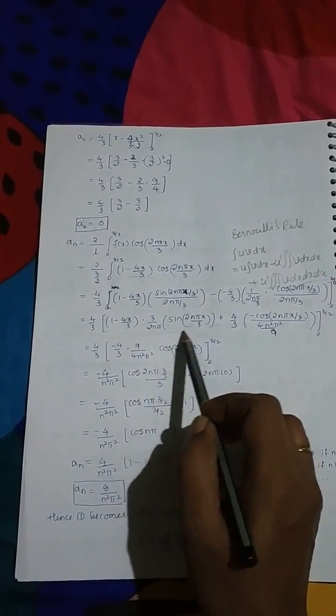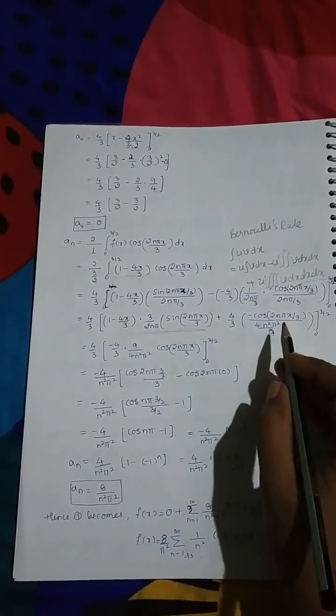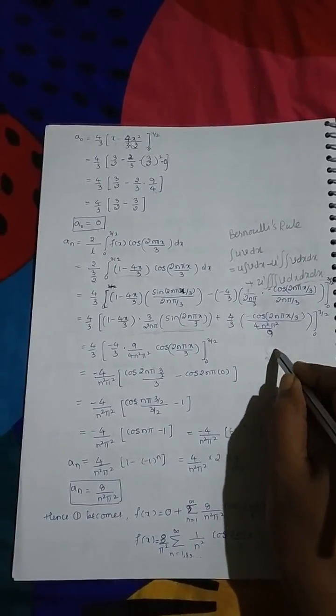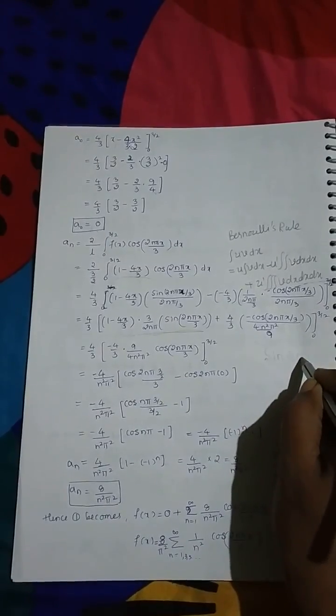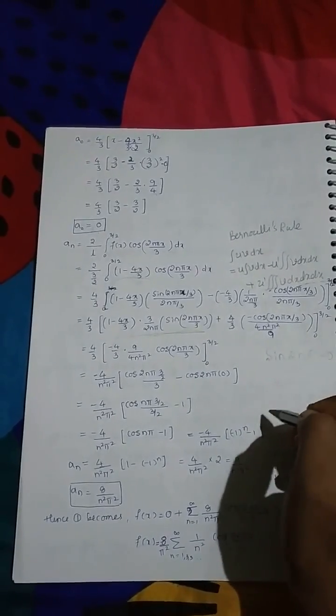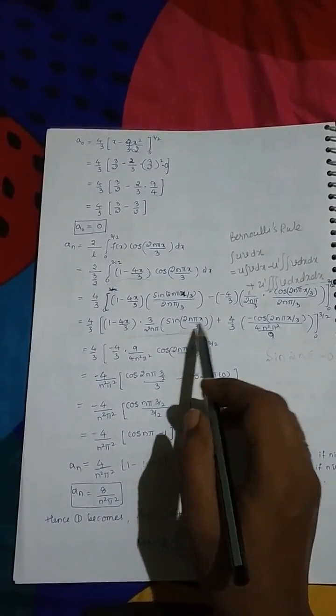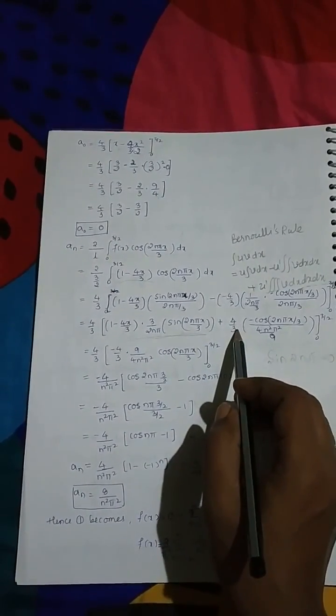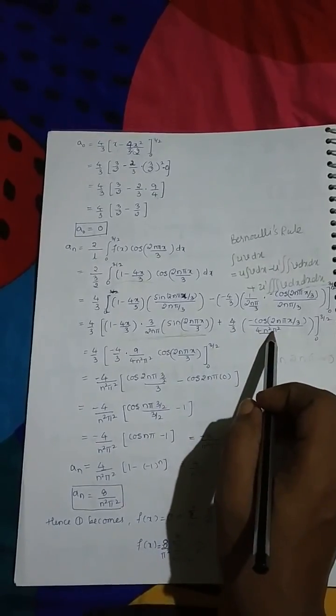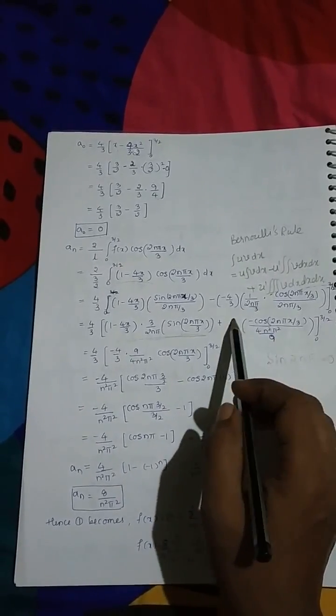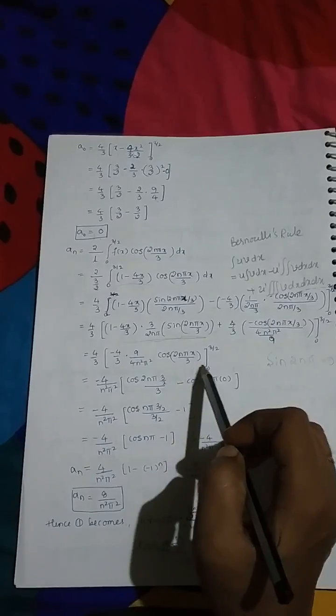Now you can see the first term becomes 0 because sin 2nπ is equal to 0. The first term vanishes, and we are left with the second term. And 4n²π²/9 goes to the numerator. 4/3 into bracket minus 4/3 into 9 upon 4n²π² cos of 2nπx upon 3, from 0 to 3/2.